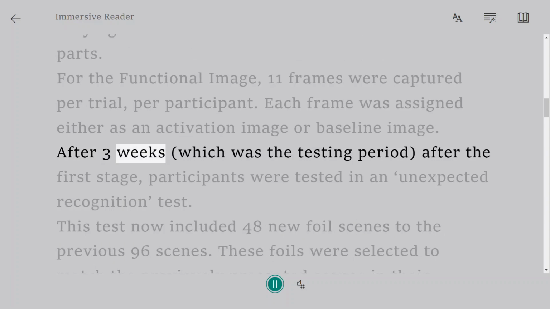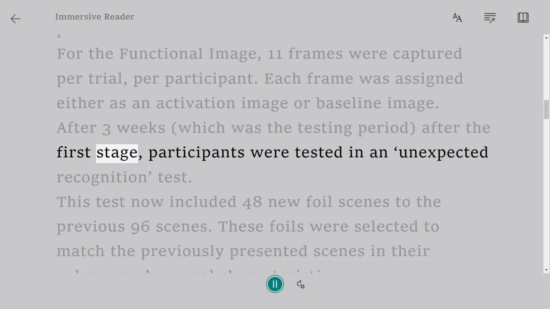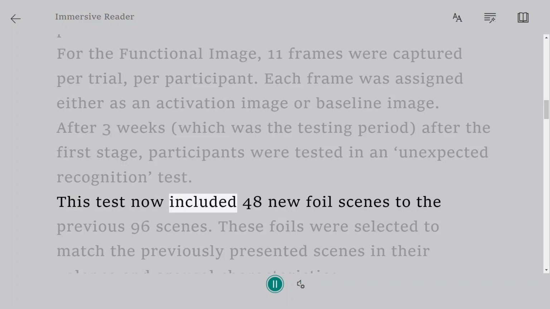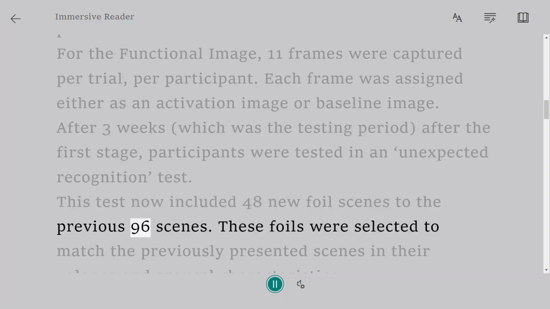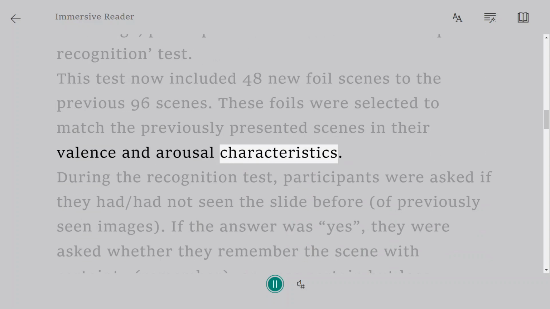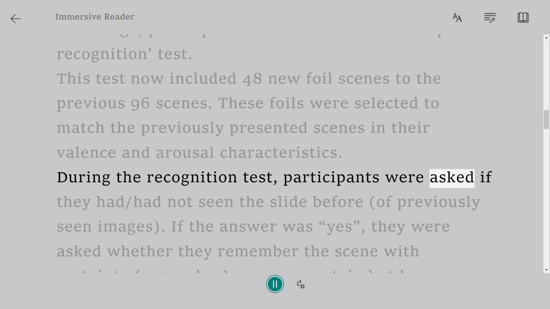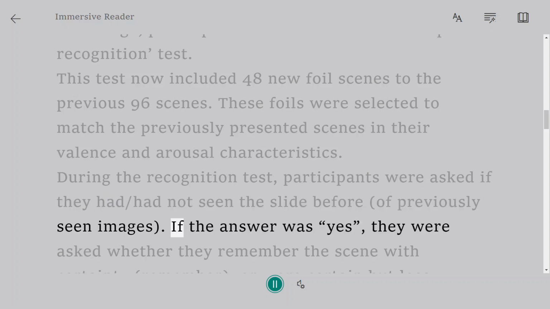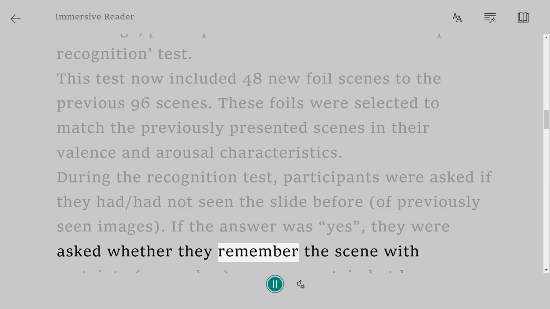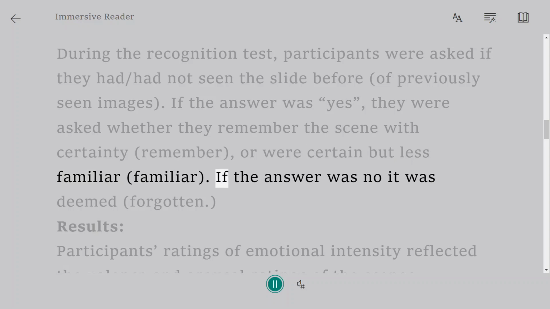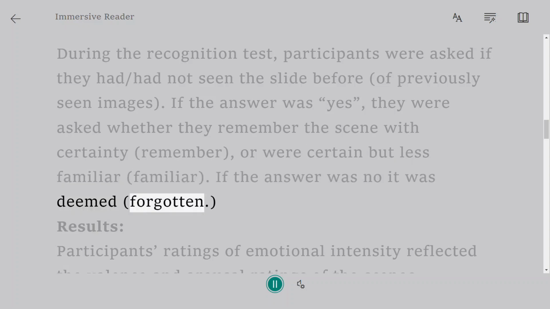After 3 weeks, which was the testing period, after the first stage, participants were tested in an unexpected recognition test. This test now included 48 new foil scenes added to the previous 96 scenes. These foils were selected to match the previously presented scenes in their valence and arousal characteristics. During the recognition test, participants were asked if they had seen the slide before. If the answer was yes, they were asked whether they remembered the scene with certainty, remember, or were less certain but it felt familiar, familiar. If the answer was no, it was deemed forgotten.